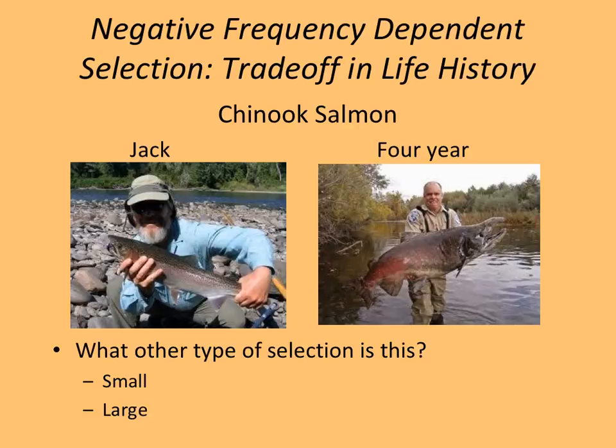Now this is also what you would call, remember about the seed size and beak size, small and large? This is called what kind of selection? Disruptive. Large size and small size. These aren't different species. It just depends on the environment that they're in and how it changes over time.